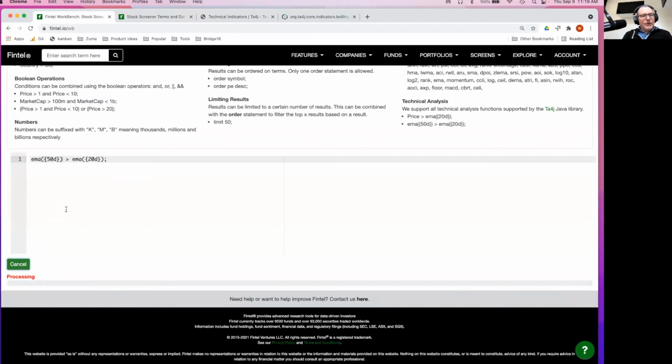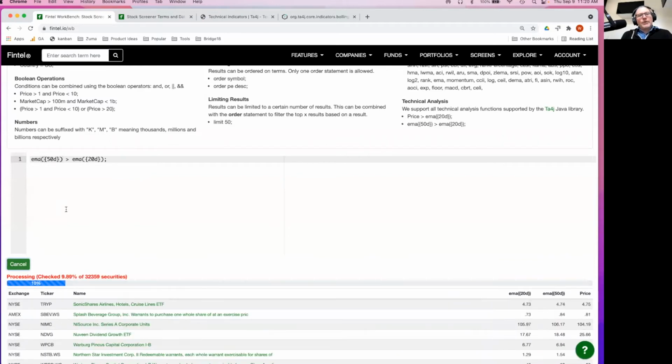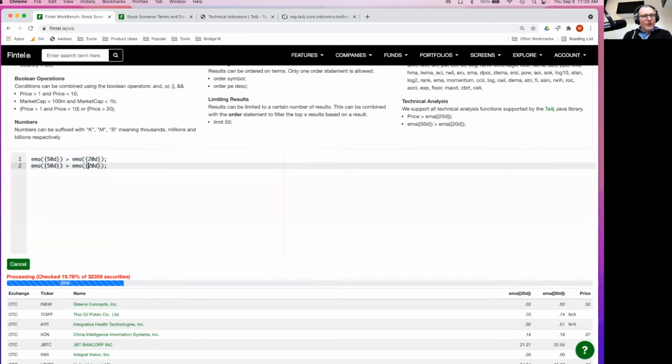So here's a 50-day or 20-day cross. Okay. This is going to tell you all the ones that are currently over it, but it's not going to tell you the ones that just crossed. If you wanted to do that, I think you would do something like this. 51 day, 19 days. So this is basically saying, let's see if that works. Does this make sense? Is this helpful? Okay.